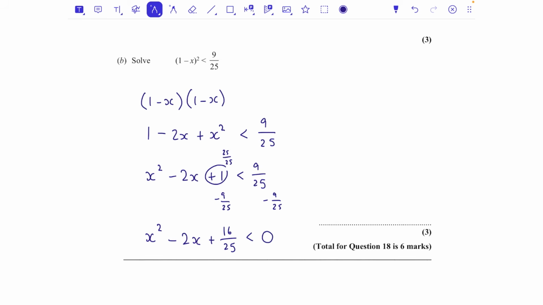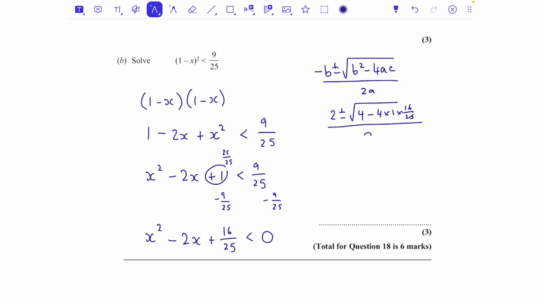So now I'm going to solve it, and I'm going to use the quadratic formula, minus b plus or minus the square root of b squared minus 4ac all over 2a. So that's going to be 2 plus or minus the square root of 4 minus 4 times 1 times 16 over 25 divided by 2 times 1, or just 2. Typing that in my calculator gives me 1.6 when I use the positive, and if I go back and change that plus to a subtract, then I get 2/5 or 0.4. And those would be my two answers.